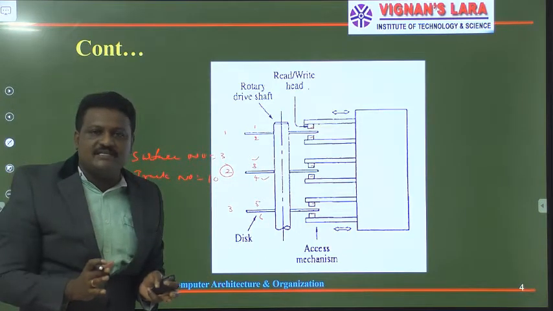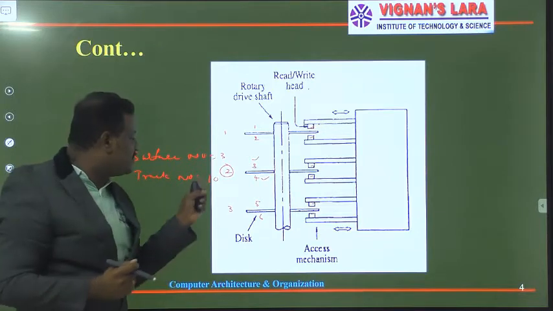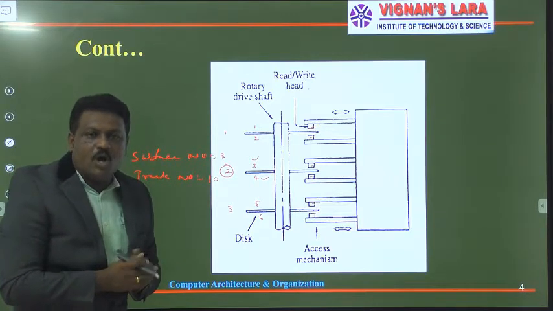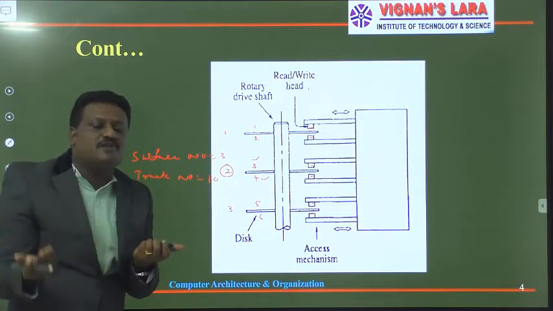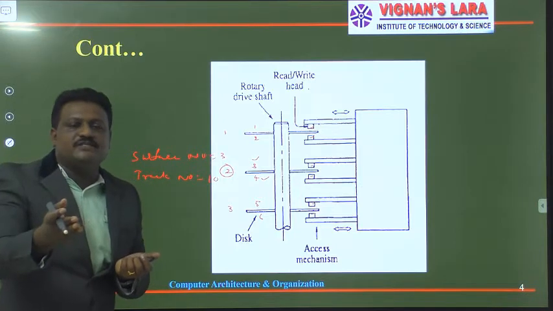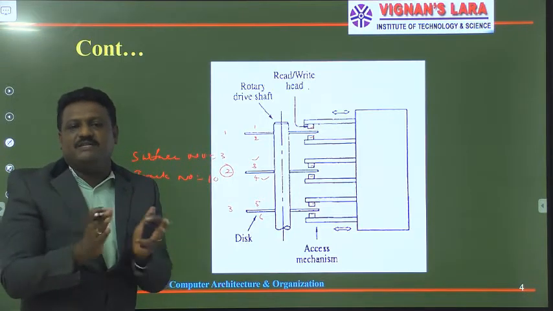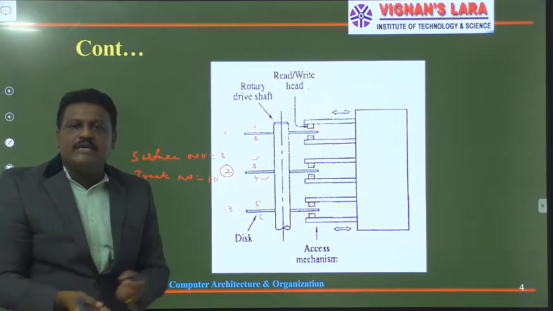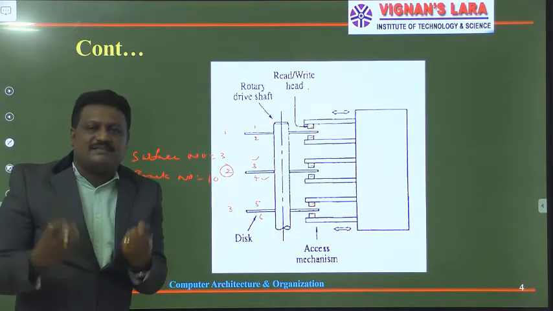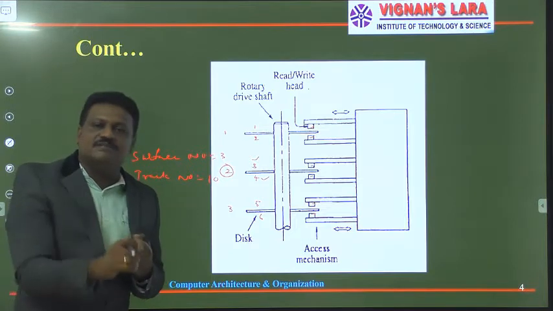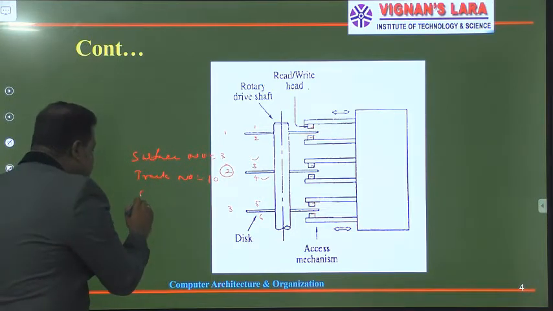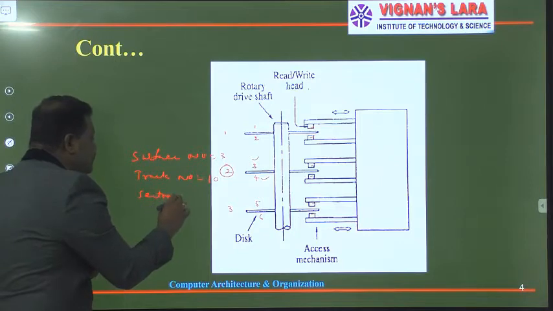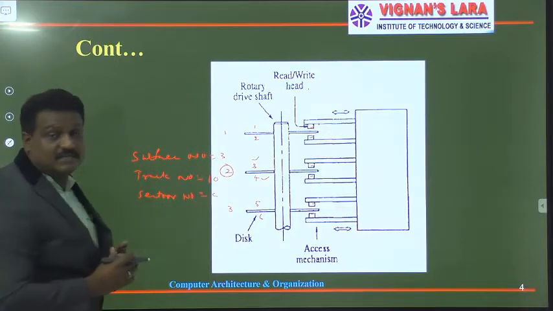Out of 20 tracks, I would like to access my information from track number 10. On the track, again, I have a good number of sectors. For example, you can assume that each and every track can be divided into 10 sectors. My aim is to access the information from sector number 6, so I must mention the sector number, which is 6.